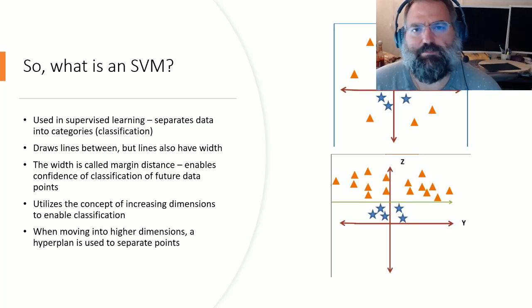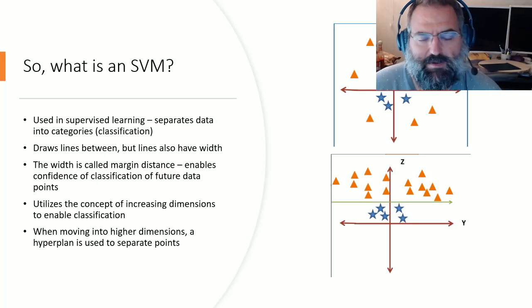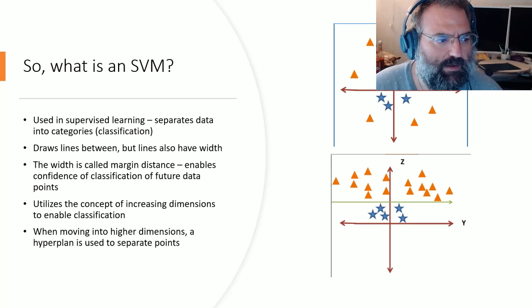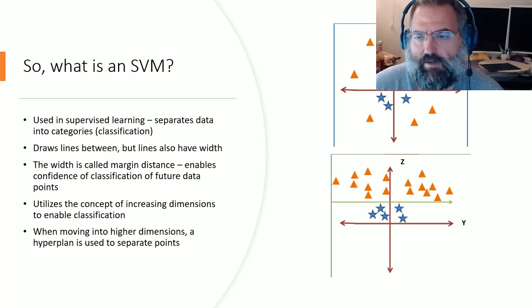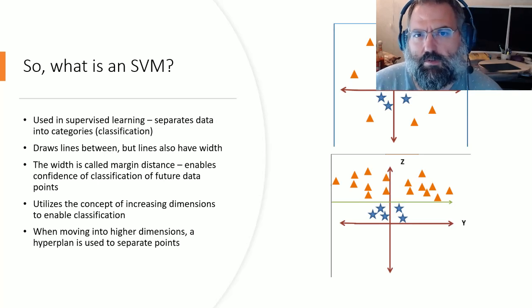So what is it? Always a great question. It's the first thing I usually ask anytime somebody tries to explain something to me or I run across something. And it is a supervised learning mechanism. So basically you have to have a labeled data set. And it's all about doing classification. So separating things with some sort of a line. But the important part here is that line has a width. So you have a confidence.